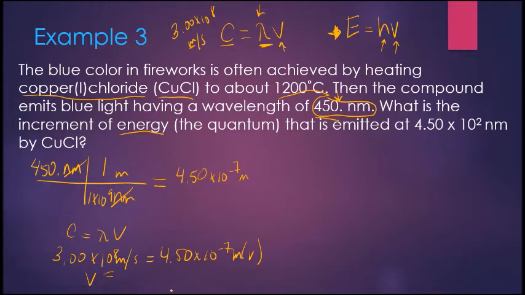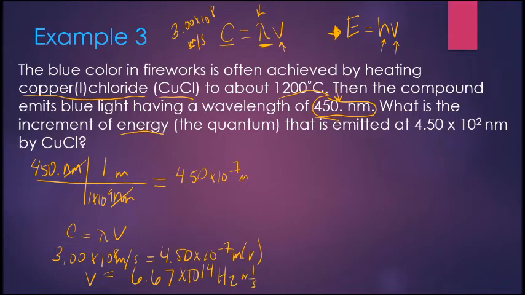And you can go ahead and round it to your 3 significant digits. So what do we get for our V? Anyone? What do we get for V? Yeah, that's right. Good. 6.67 times 10 to the 14 hertz, or 1 over seconds.